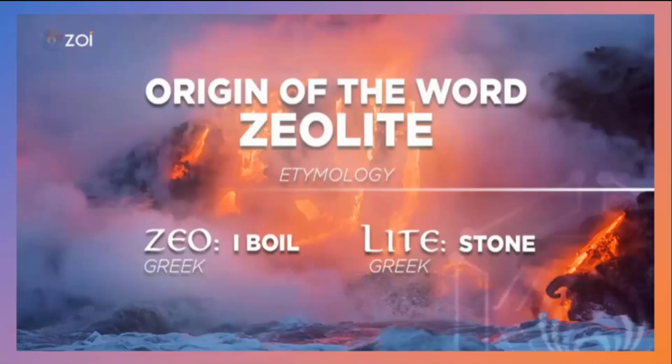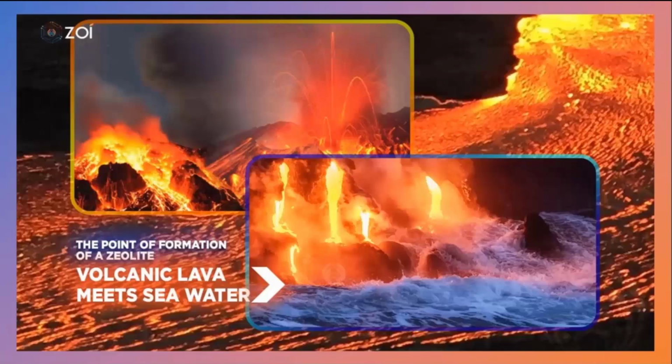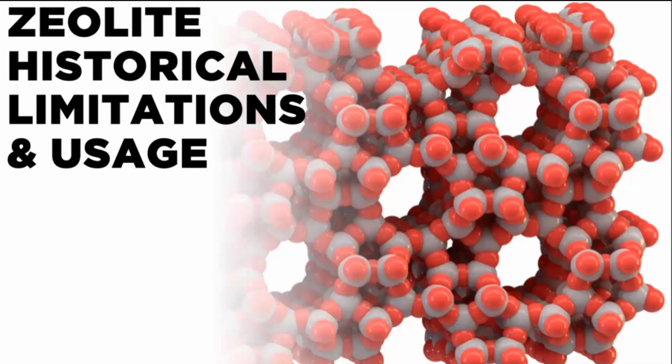Zeo meaning I boil, and light meaning stone, so boiling stone. This is a depiction of the point of formation of a zeolite. Zeolites are formed when volcanic lava meets seawater. Now let's go through the zeolite historical limitations and usage.